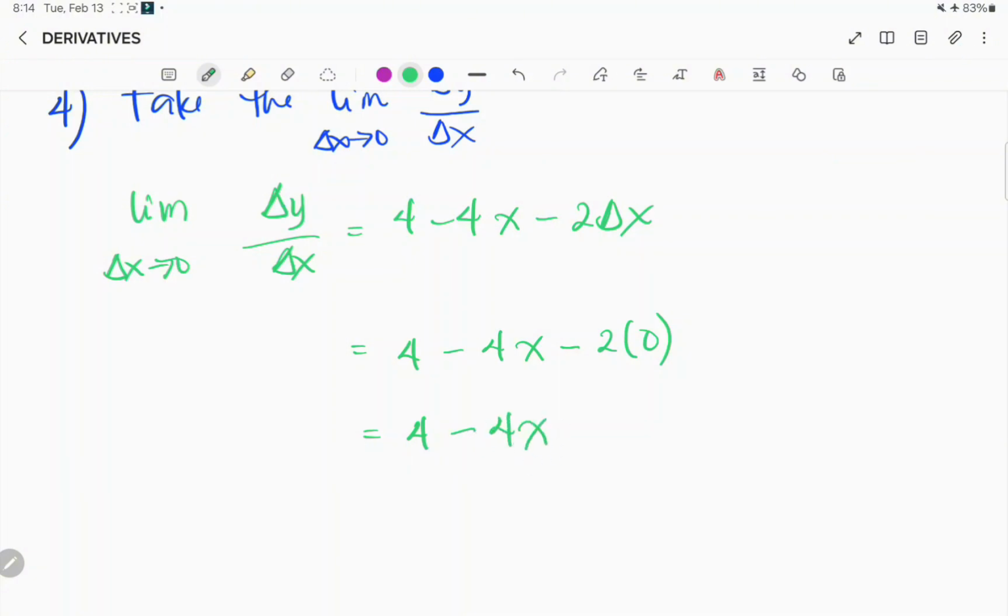Meaning, the derivative of the given function y equal to 3 plus 4x minus 2x squared is equal to 4 minus 4x, or we can express it as y prime.